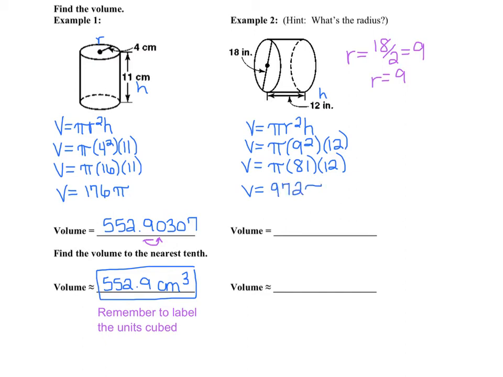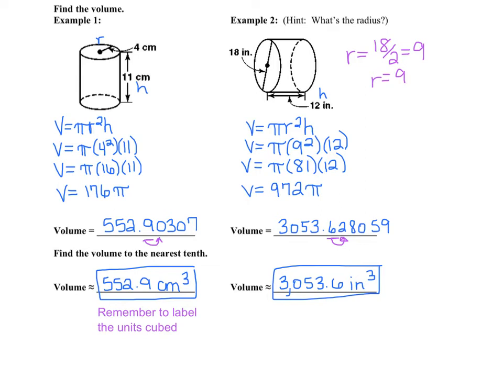972 times pi. And when you multiply 972 times pi, we use the pi button, you will get 3,053.628059. We'll just keep it at that. And we want to find the volume to the nearest tenth. So again, look at your 6. Look behind it. It's a 2. Therefore, it stays the same. So your final answer is 3,053.6 inches cubed. And that is our approximate answer.